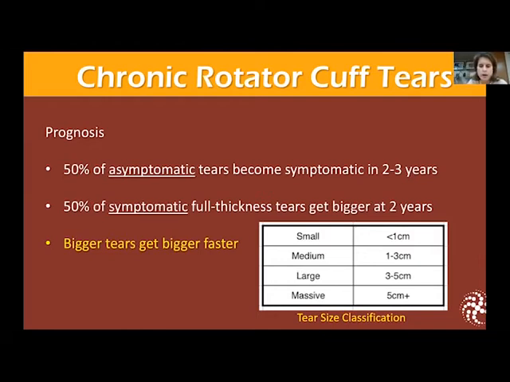And this little box here shows what we use when I'm talking about a small rotator cuff tear or a medium-sized rotator cuff tear. We're talking about the size of the actual tear, sort of front to back, so less than a centimeter. And so you can see what we're thinking about and what we're looking at in terms of size and what's going on inside your shoulder.